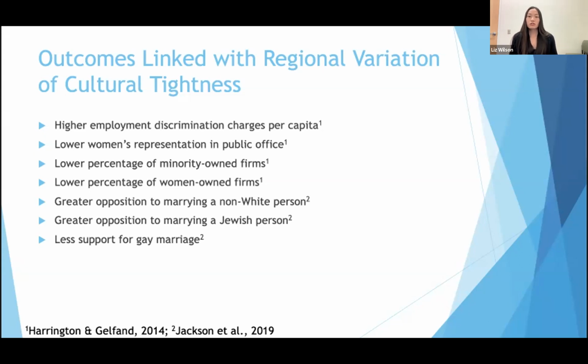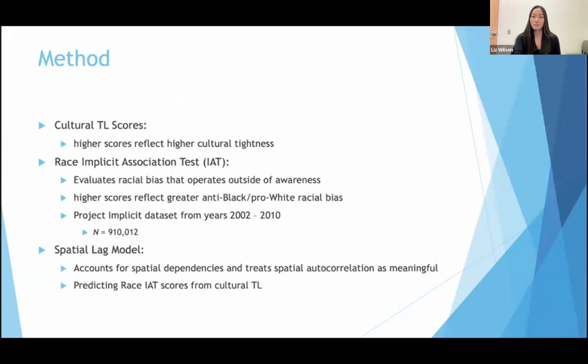While this past work links cultural tightness to a variety of these economic and political inequality outcomes, it does not directly link cultural tightness to psychological processes that operate within people's minds. And this current project explores that by investigating the relationship between state-level cultural tightness and state-level biased racial associations.